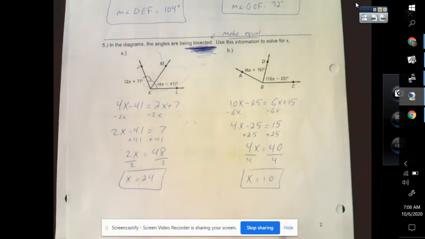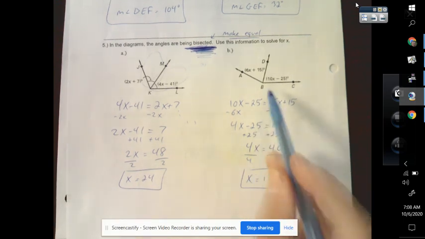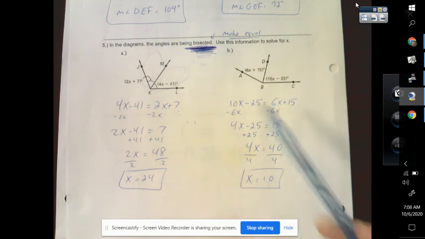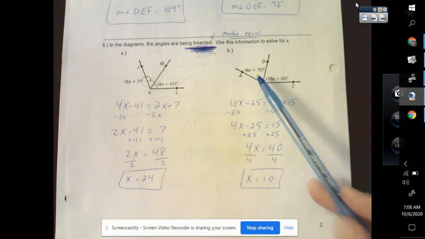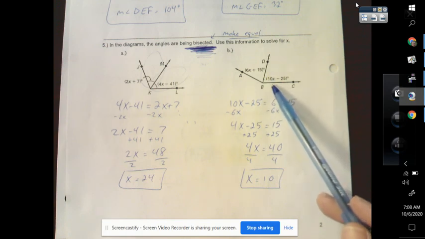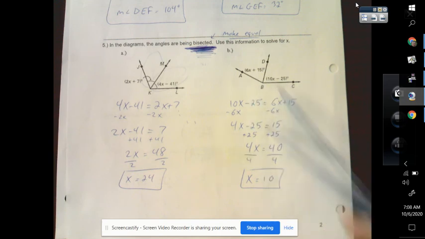If you really would like to, you are more than welcome to plug these back in. So for example, if I would plug 10 back in up here, 6 times 10 is 60 plus 15, 75. 10 times 10 is 100, minus 25 is 75. 75 and 75, we know they're the same, we're winning, okay?